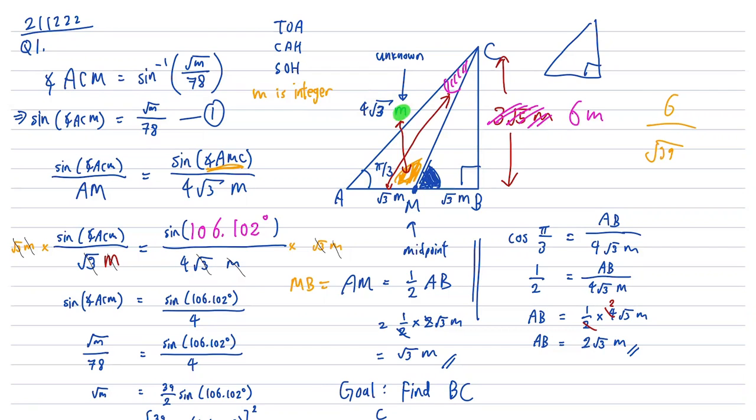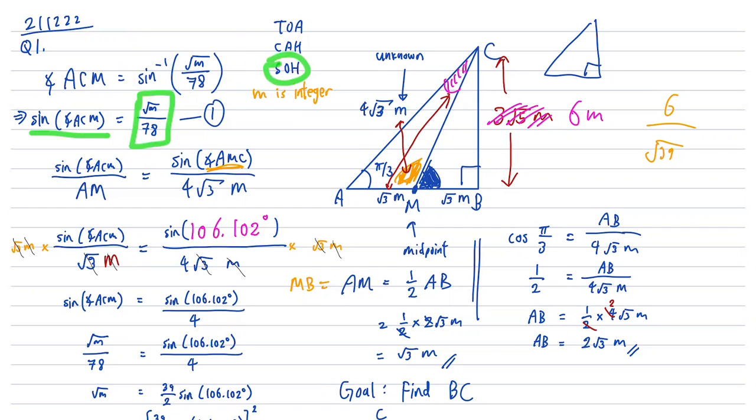Right. And we're also given one more piece of information that angle ACM is sine inverse of square root m over 78. So what we can do is bring the sine inverse over straight away. Then we get sine of angle ACM to be square root m over 78. Now you might be thinking, sine of an angle, then maybe I can use TOA CAH SOH, the SOH in particular.